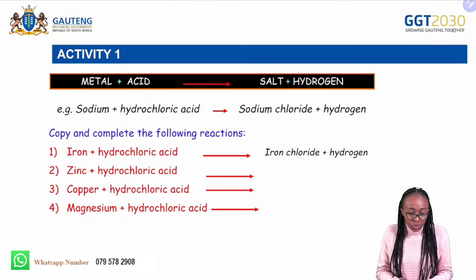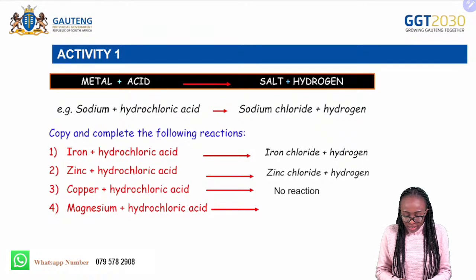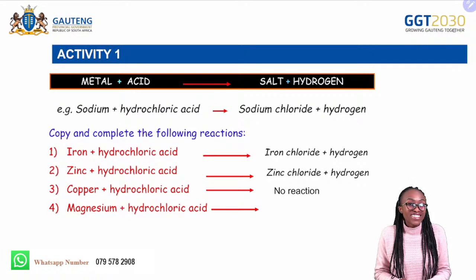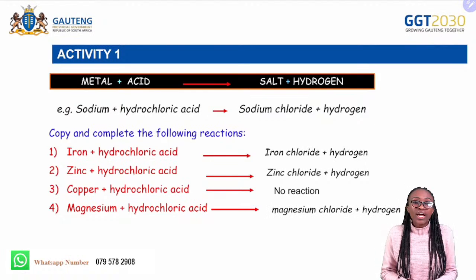Let's see, what will we get when we react zinc and hydrochloric acid? We will get zinc chloride and hydrogen. And then when we react copper and hydrochloric acid, we get no reaction. Remember our reactivity series? Do you remember it? Copper is not quite reactive. And then when we react magnesium and hydrochloric acid, we will get magnesium chloride and hydrogen. Okay, so these are the reactions.